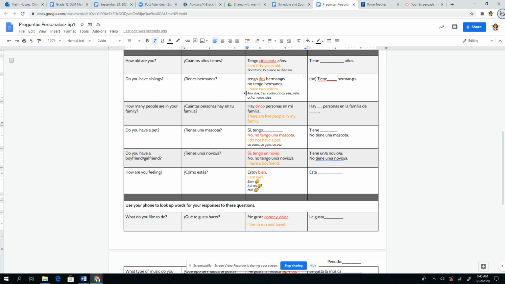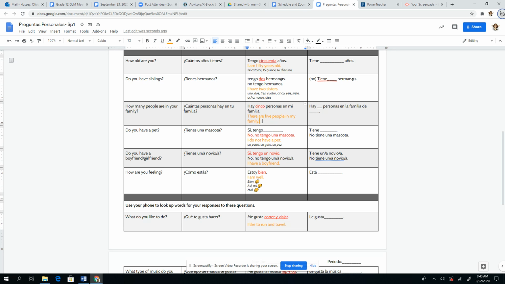If you need help pronouncing these numbers, I'll just go through numbers 1 through 10 really quickly. So it's 1, 2, 3, 4, 5, 6, 7, 8, 9, 10. Most of you guys know that already. And even if you haven't taken Spanish before, some of those numbers probably sound familiar.